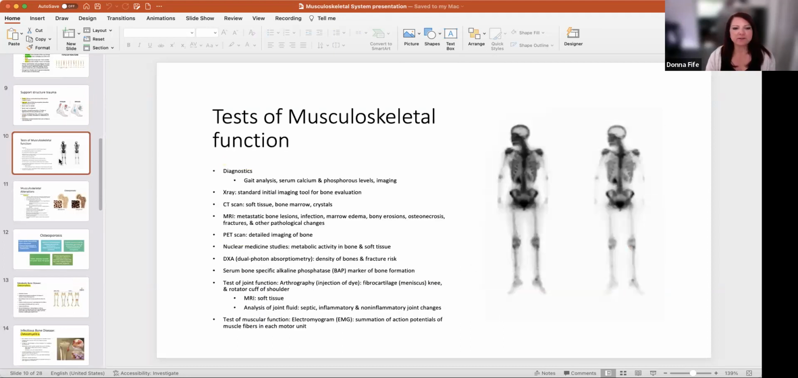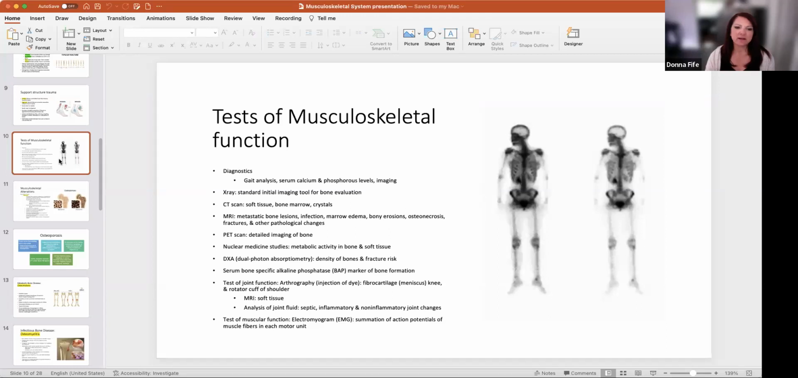Tests for musculoskeletal function, some different diagnostics. We can be looking at gait analysis, check serum calcium and phosphorus levels, and do other imaging, such as X-rays, which is usually the standard initial imaging tool for a bone evaluation. CT scan can look more at soft tissue, bone marrow, and crystals.